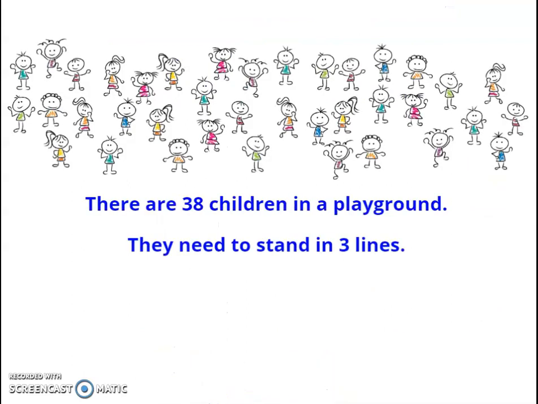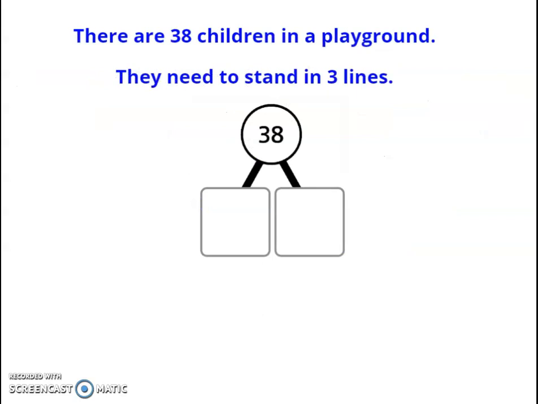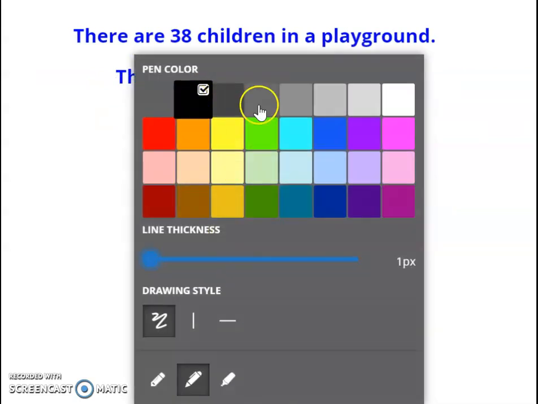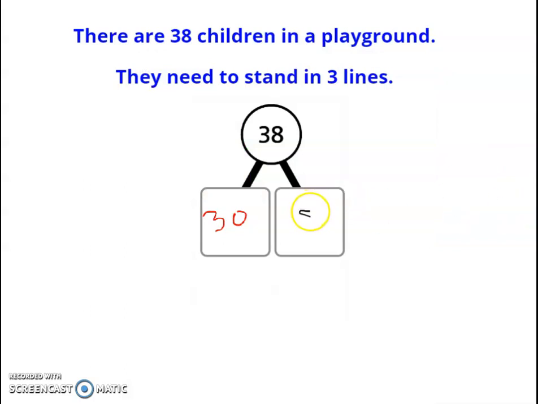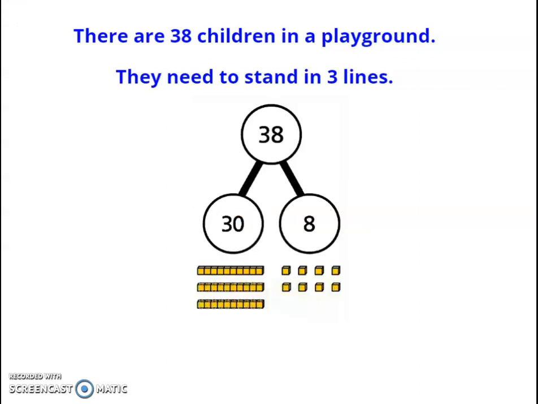And looking at our next question, we can follow exactly the same strategy. So there are 38 children in a playground and they need to stand in 3 lines. So our first step with this is going to be partitioning our number 38 into our tens, and we know that that will be 3 tens, or 30, and 8 ones, or 8. And then we're going to represent that using our base 10. And we can see we've got our 3 10 sticks and our 8 1 cubes.